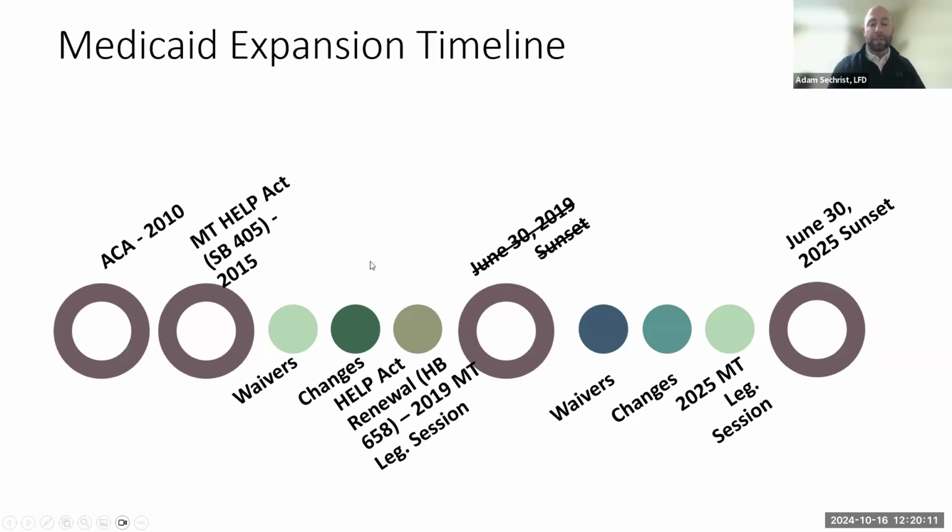The original bill set a program sunset date of June 30th, 2019. But before that could happen, the 2019 legislature renewed the program for another 6 years until June 30th, 2025. Legislators will have the opportunity, during the upcoming 2025 legislative session, to look at the merits of either allowing the program to sunset as outlined in HB 658 or to extend it once again.